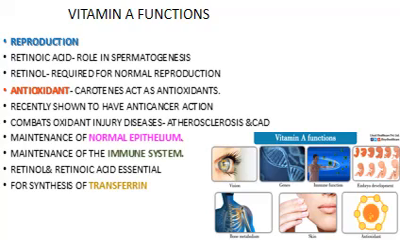So when you look at the vitamin A functions, you find that it has a very important role in vision. Then it has a role in maintaining immune function. It is important in embryo development, spermatogenesis, and normal reproduction. It plays a role in bone metabolism. It keeps the skin moist, and it has a very important role as an antioxidant.